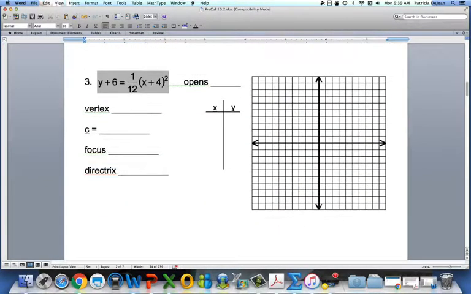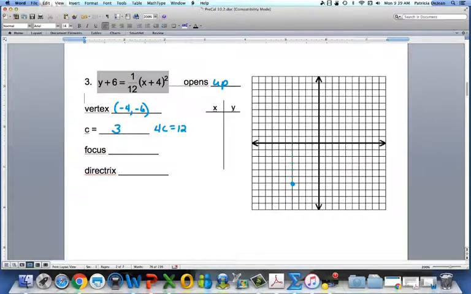Our third example, our vertex will be at negative 4, negative 6. And it's going to open up because 1/12 is positive. If we think of 4C is equal to 12, C is equal to 3. Okay, so we're going to go here to negative 4, negative 6. 1, 2, 3, 4, 1, 2, 3, 4, 5, 6, and there's our vertex.